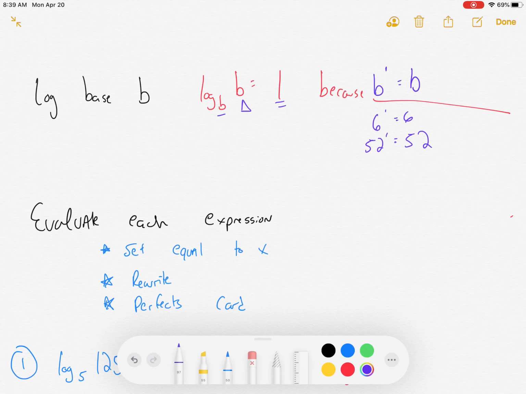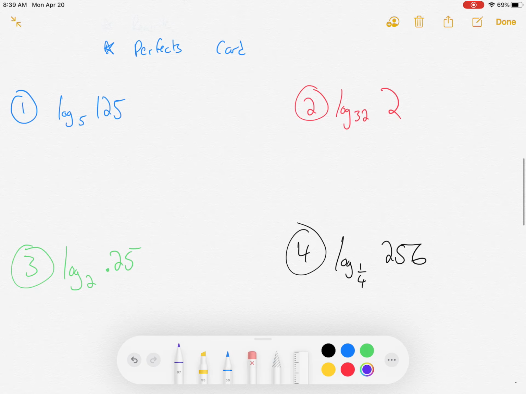Okay, so now we're actually going to go into evaluating. If you don't have your perfects card out, you should have it out now. There are essentially 3 steps to evaluating these powers. First, set it equal to x. A lot of times they won't be set equal to anything. Actually, most of the time that will be the case. After we set it equal to x or m or z or any variable you want, I just pick x because it's easiest. We should rewrite it in exponential form, and then look at our perfects card.